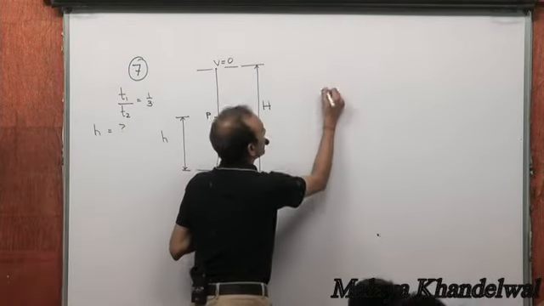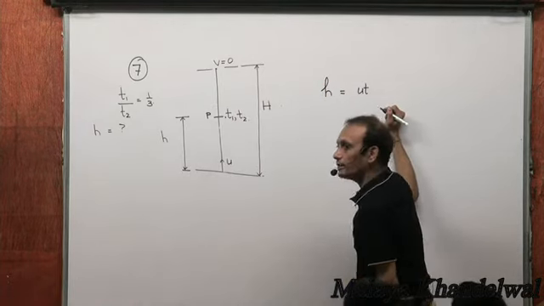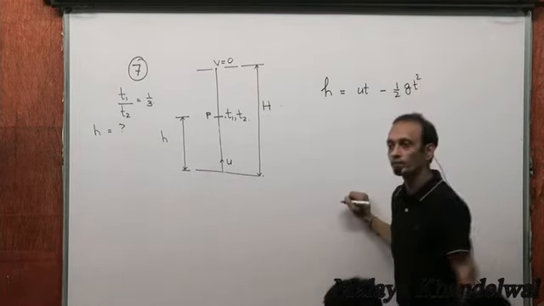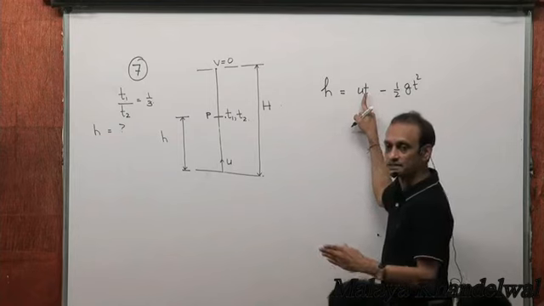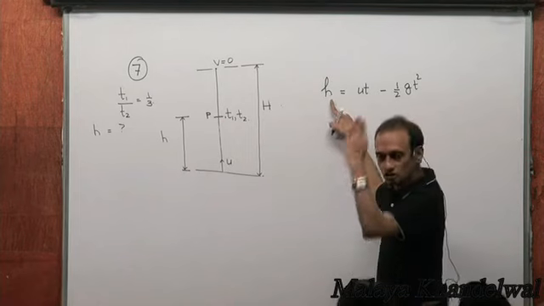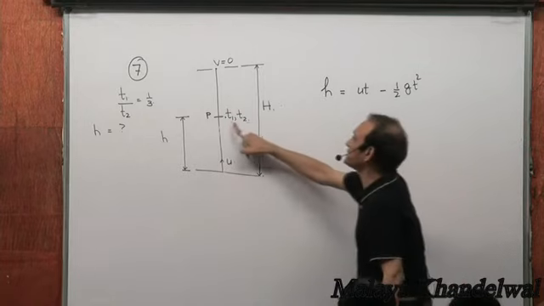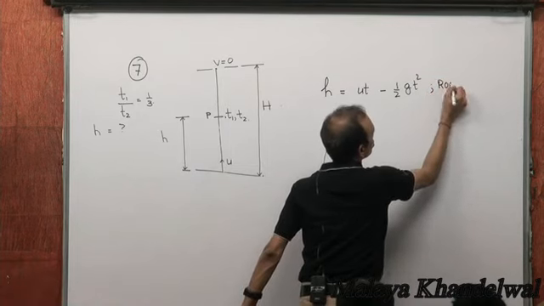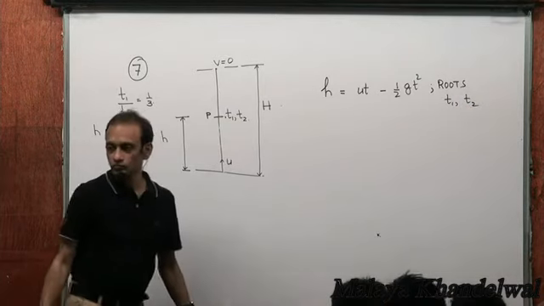Now, if t is the instant when it crosses P, I'm taking upward positive, so to reach P, say it takes t seconds. Can I say h is ut minus half gt squared? What will be the roots of this quadratic? When you solve for t, the roots will be t1 and t2. Yes or no? Clear?